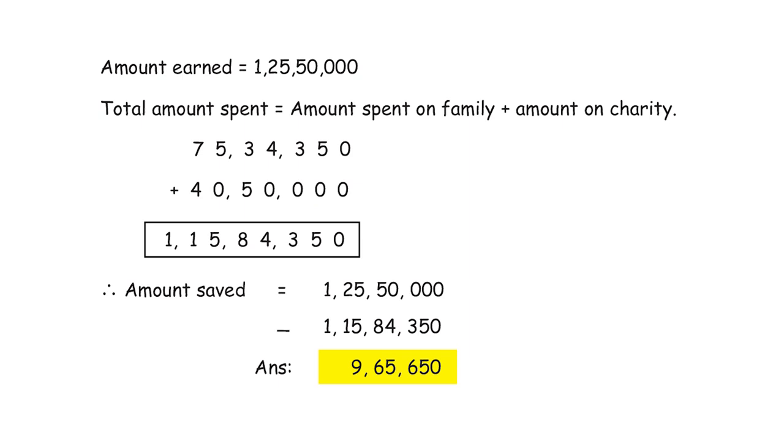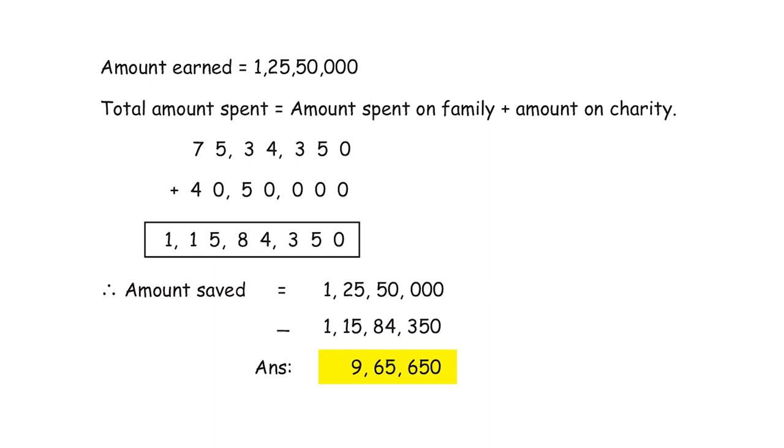Remember to write all the digits in the correct place value. And now let's do a simple addition. Starting from the right, ones place, you go all the way to the left. If you do the addition, this is what you get. Look at that. 1 crore 15 lakh 84,350 rupees. That is the amount spent.